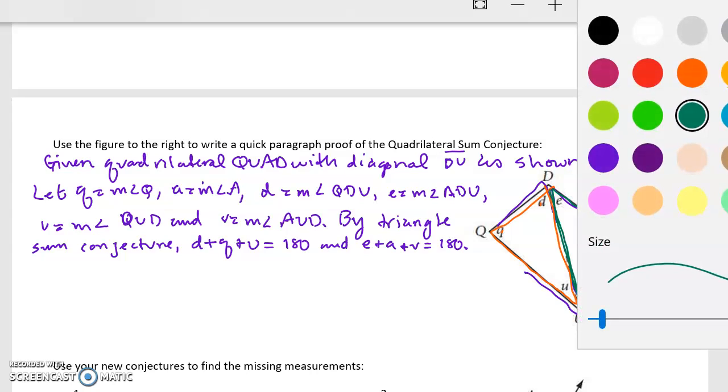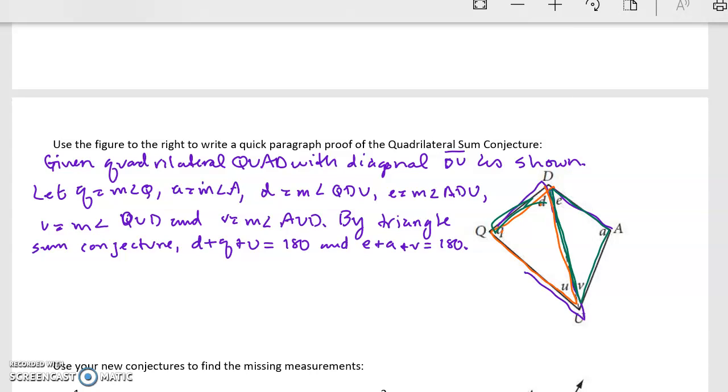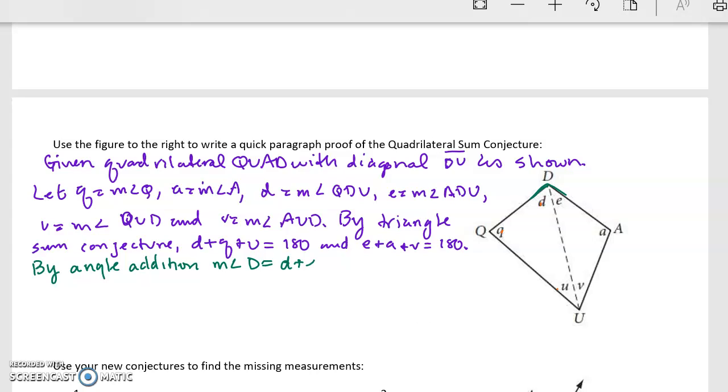Now, by angle addition, the measure of angle D, this angle, is actually D plus E. It's this part plus this part. Those are adjacent angles, and when we sum them up, we get the measure of angle D. And the measure of angle U equals U plus V.